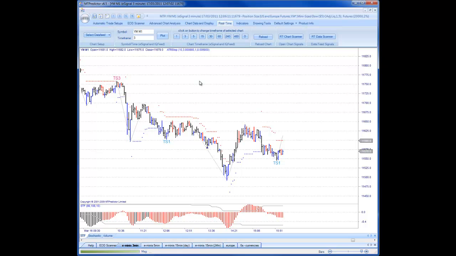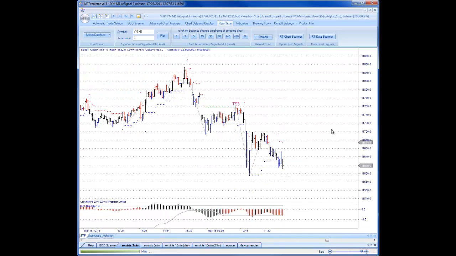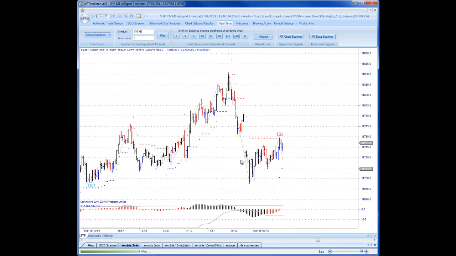I'd particularly like to look at this setup here early in the day, this TS3 sell setup, because this was unfolding during our customers webinar, so customers were seeing this actually unfold in real time as the webinar was progressing. But looking at the day as a whole, you can see the STF is red, so you don't want to consider a buy setup, so ignore this one, ignore this one, ignore this one. The only setup you really should be focusing on is this particular TS3 setup here.